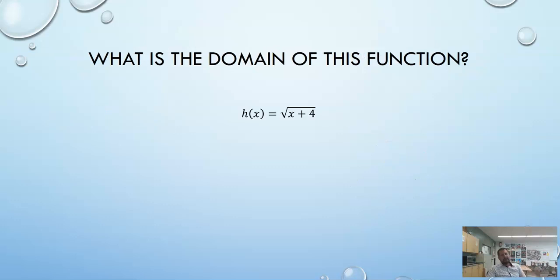When we have a square root, like we do with h of x here, what we want to do is, again, we want to avoid any negative numbers.